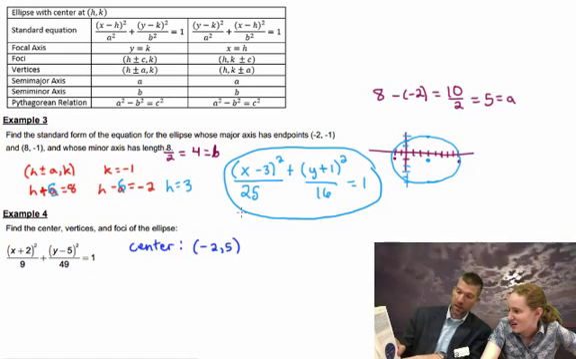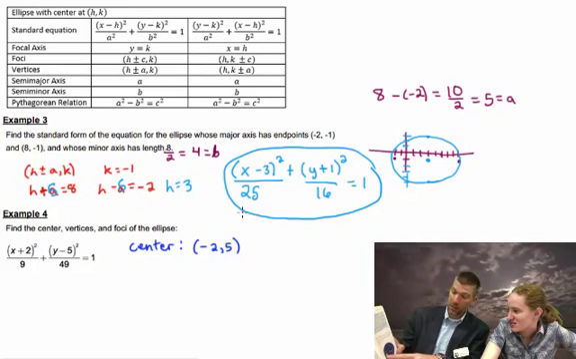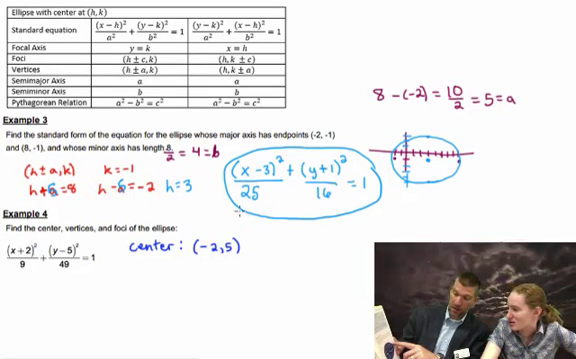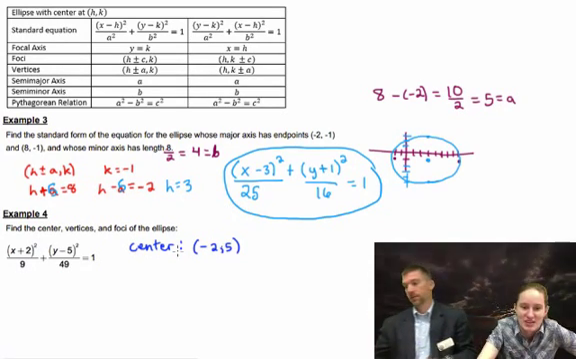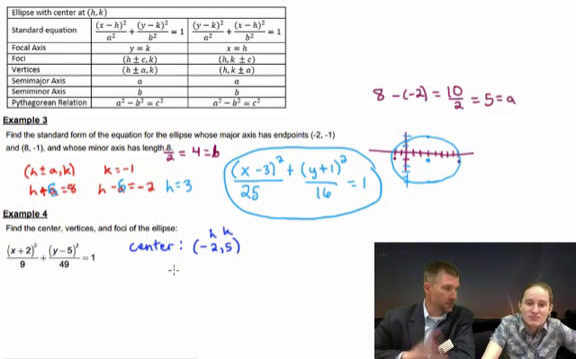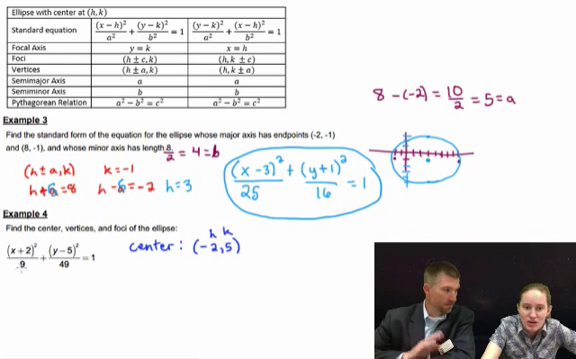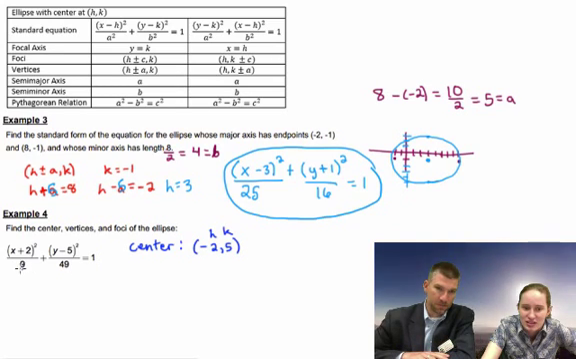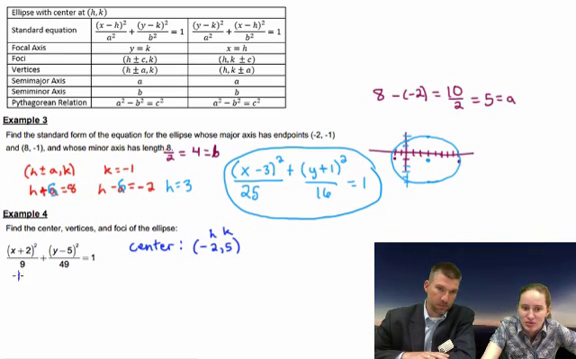Perihelion is the closest point, and aphelion, well, we'll get to that in a second. The center is negative 2 comma 5, which means we know h and k. Underneath x here, this is the smaller number, which means that b is 3. This is the bigger number, which means a is 7.